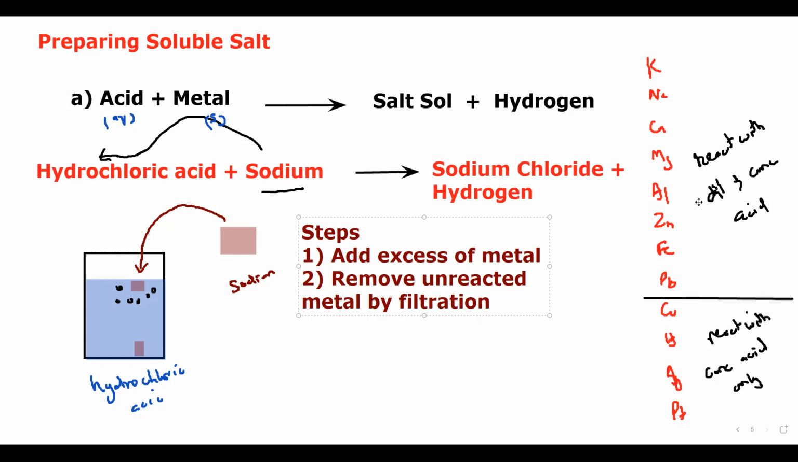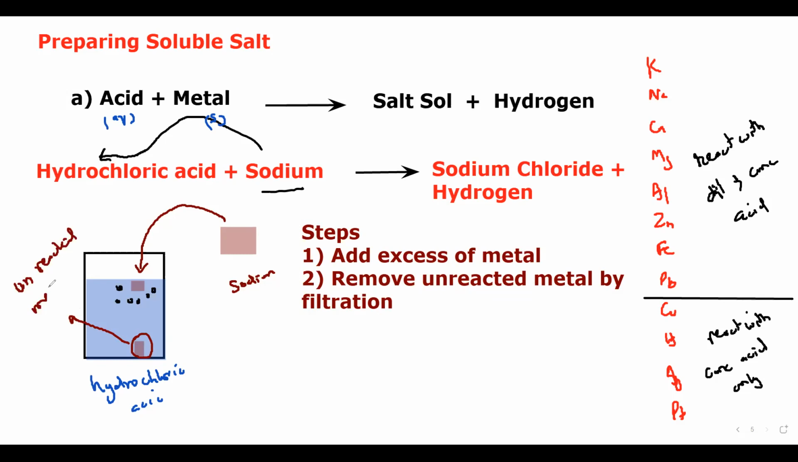So the metal which does not react, the reaction completed, and the metal which does not react, for example, this is an unreacted metal. In this case, it is unreacted sodium. So if we have unreacted metal which does not react, how can we remove it? We will remove the unreacted metal by filtration. So once we remove it by filtration, this metal will be removed, and we are left with only a salt solution.